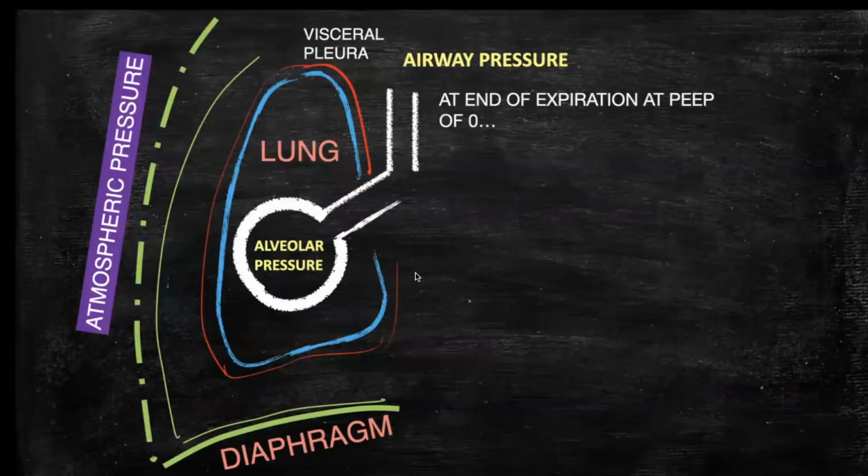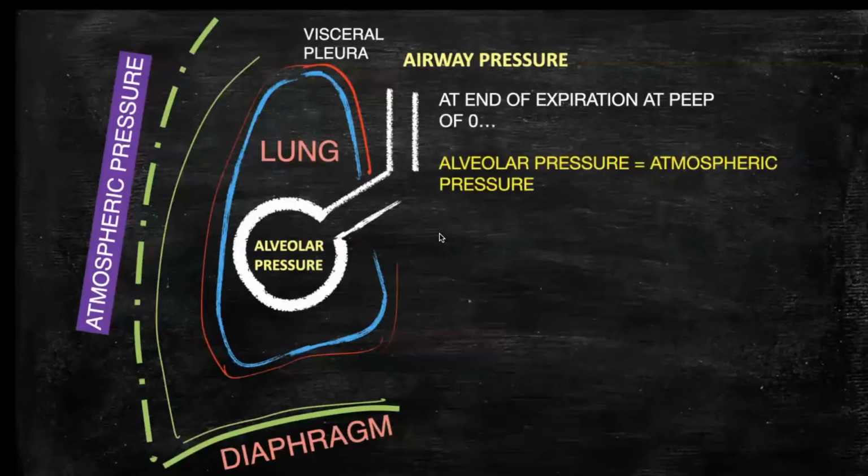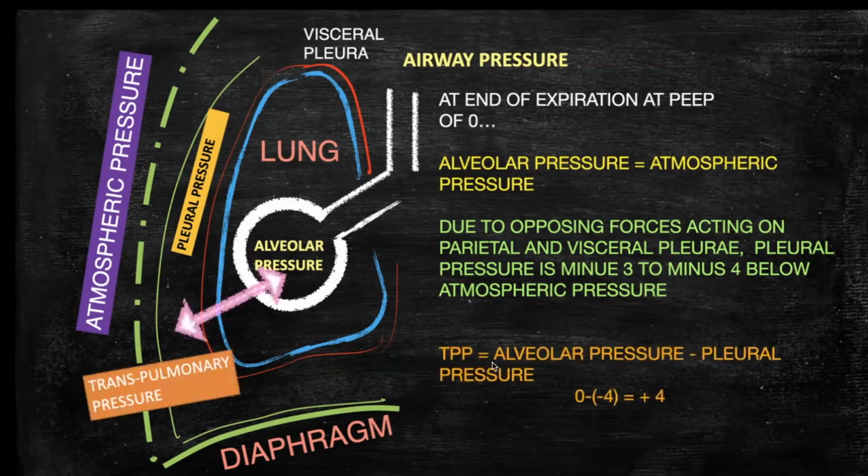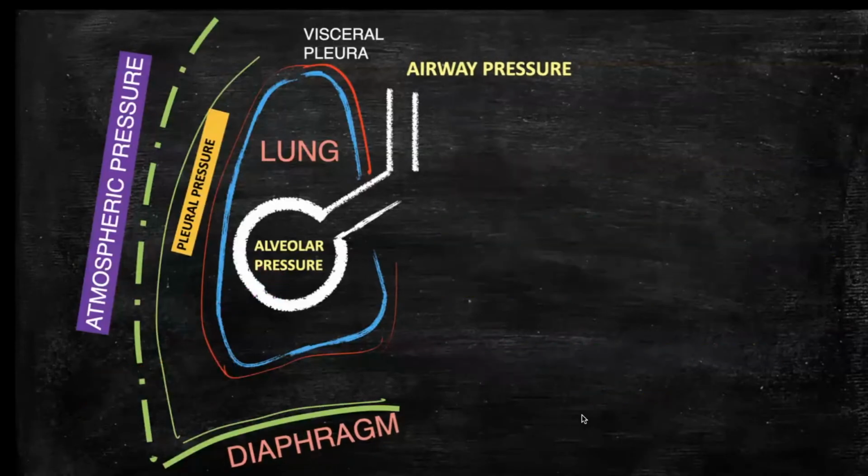There are some other terminologies also. First we'll revisit the concept of transpulmonary pressure. We have alveolar pressure, which is equal to the atmospheric pressure. Due to the opposing forces acting on the parietal and visceral pleura, as we know, the pleural pressure is usually minus 3 to minus 4. So transpulmonary pressure is equal to alveolar pressure or airway pressure minus pleural pressure. This we already saw. Generally, in a spontaneously breathing patient, it will be around plus 4. This keeps the alveoli open.